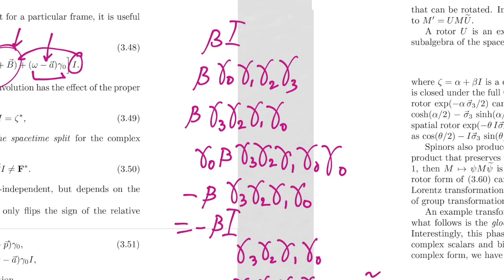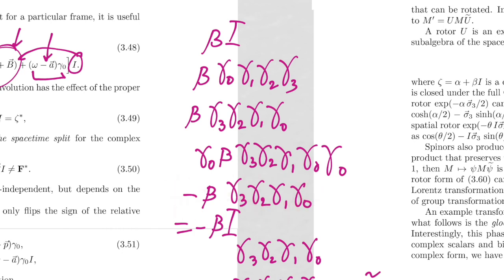The reversion of this whole thing is beta gamma 3, gamma 2, gamma 1, gamma 0. We just reverse each one of those. Then we slap 2 gamma zeros on both sides. This guy squares to 1, so that goes away. And then I count 1 flip, 2 flips, 3 flips, and 3 flips. And so you get a minus gamma 3, 2, 1, 0.